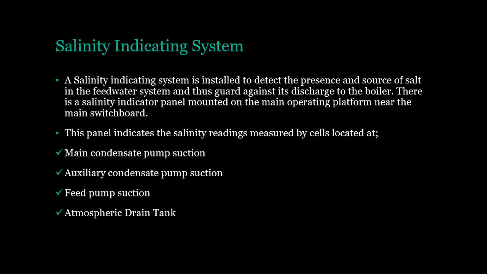Salinity indicating system. A salinity indicating system is installed to detect the presence and source of salt in the feed water system and thus guard against its discharge to the boiler. There is a salinity indicator panel mounted on the main operating platform near the main switchboard. This panel indicates the salinity readings measured by cells located at main condensate pump suction, auxiliary condensate pump suction, feed pump suction, and atmospheric drain tank.